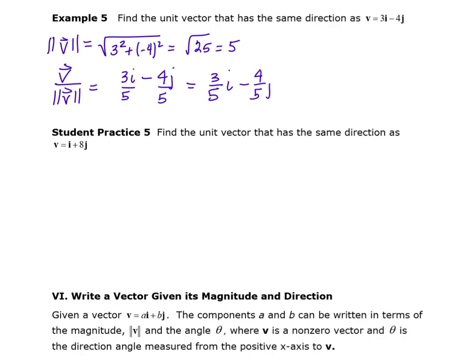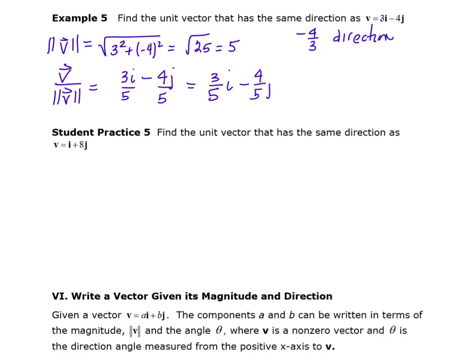So what we've just created is a vector that has a magnitude of 1, because we're creating a unit vector, but it should also have the same direction as our original vector. So let's just double check that. The first thing I want to do is check the direction. And I know the direction of v is just going to be negative 4/3, right? That's going to give me my direction. It's just the slope of that vector.